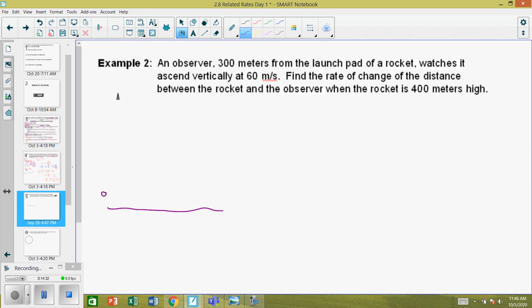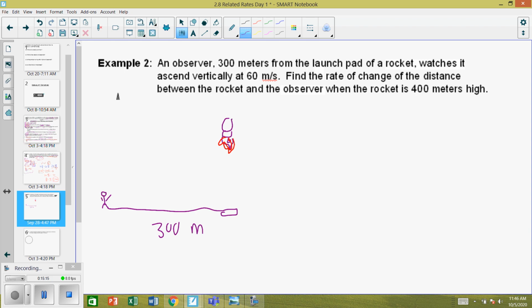Here's my observer. Hey, how you doing? I'm an observer. He is 300 meters from the base of the launch pad. Here's my launch pad. Now, he's watching as a rocket ascends vertically at 60 meters per second. So, okay, we're watching it. Let's say the snapshot that we take a picture of is right here. Here's my rocket. That's the fire coming out. Okay, that's the rocket.